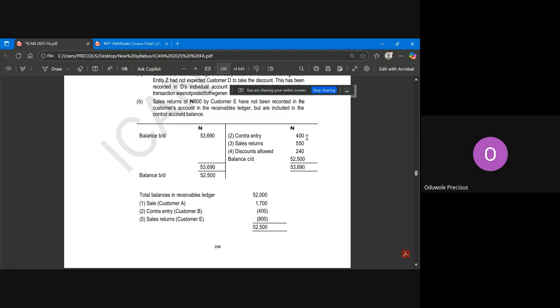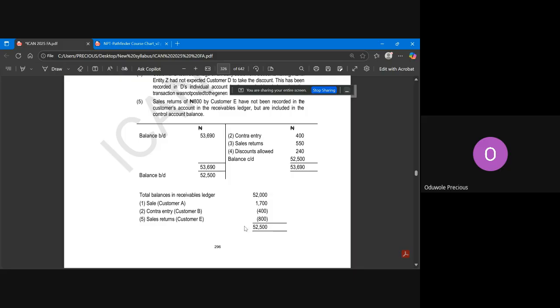Then when you add 1, 2, 3, let me quickly do it. It will give you 1,190. When you add 400 plus 550 plus 240, it will give you 1,190. Then minus that 53,690, it will give you 52,500. So automatically, what you get as your balance carry down must also be the same thing as what you get in your receivable ledger, so that you know that yes, that's balance. Then that's how you do your reconciliation. Then you are done with the reconciliation.